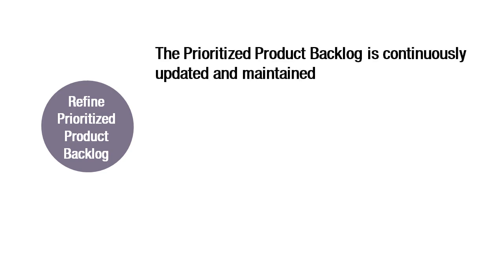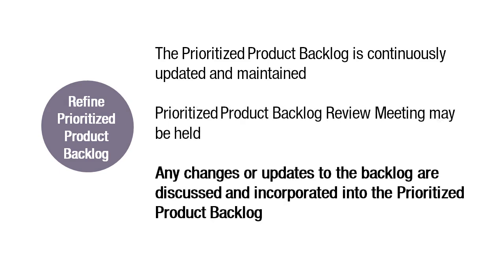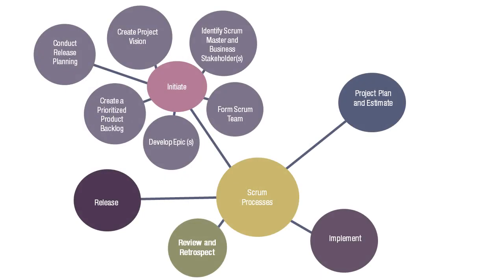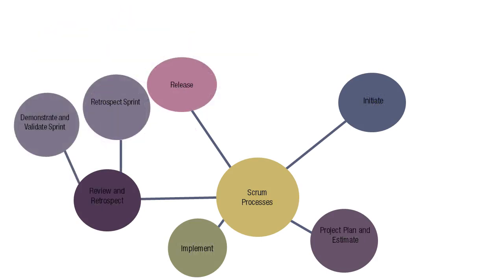In this process, the prioritized product backlog is continuously updated and maintained. A prioritized product backlog review meeting may be held, in which any changes or updates to the backlog are discussed and incorporated into the prioritized product backlog as appropriate. The next phase is review and retrospect. There are three main processes that take place during this phase.